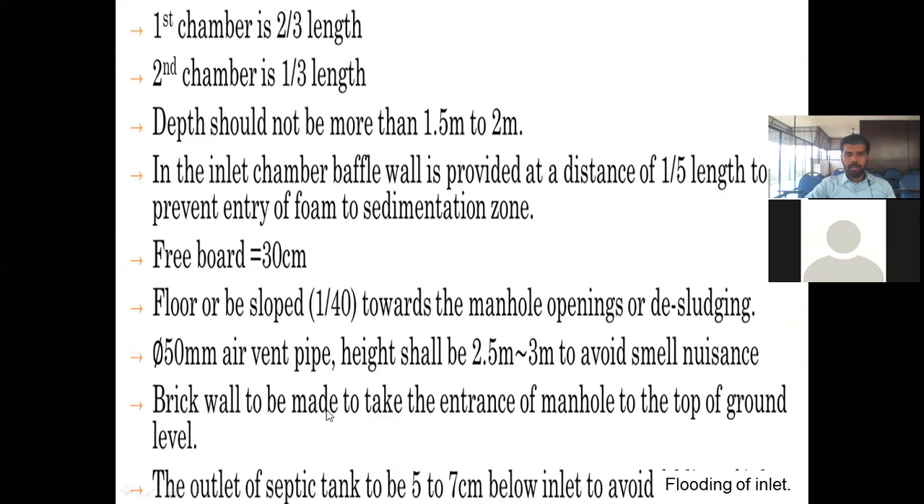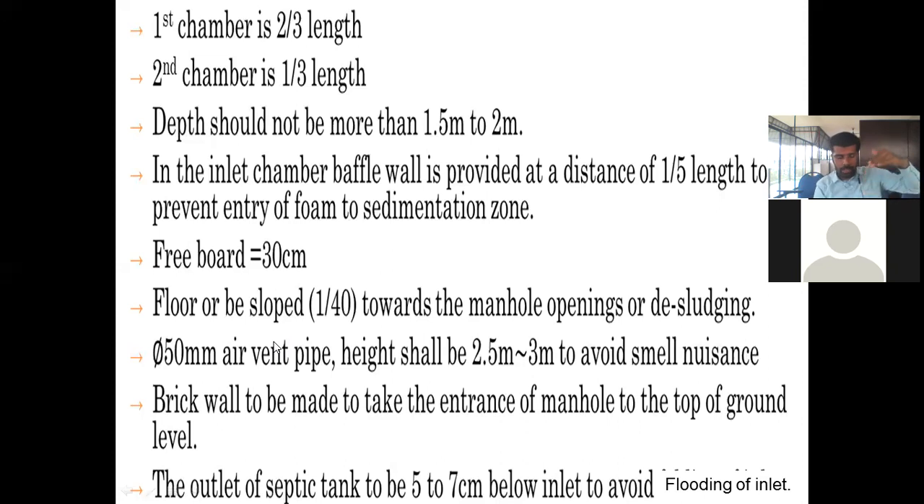Now, a brick wall is to be made to take the entrance of the manhole to the top of the ground level. You know that when the soil waste from the water closet flows, there will be a slope, and sometimes the septic tank will be constructed at a distance. When the slope comes, the invert level or the depth of the pipe also goes down. So from that depth only you will be able to construct the septic tank.